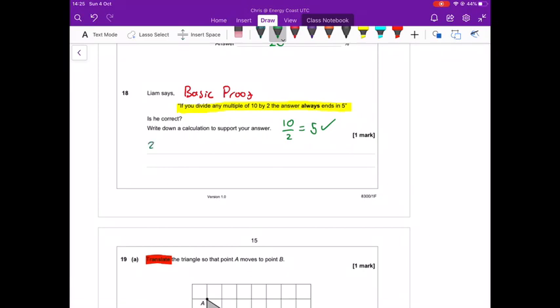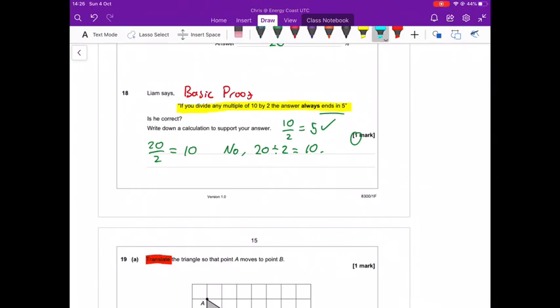What if you do 20 and you divide that by 2? You'll get 10, which doesn't end in 5. That ends in a 0. So I'm just going to write here no. 20 divided by 2 equals 10, and that's pretty much all you need. It's only 1 mark, that'll do, okay?